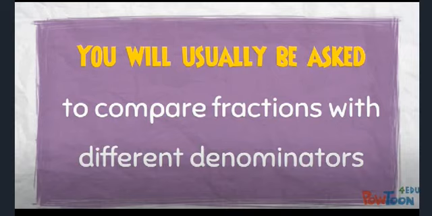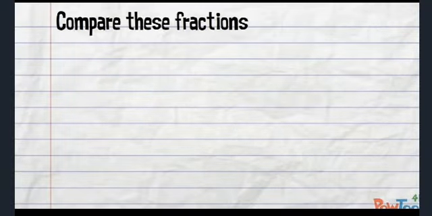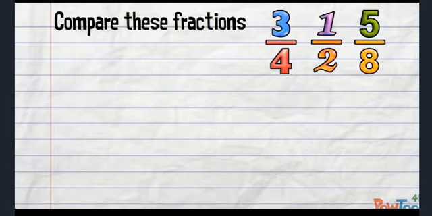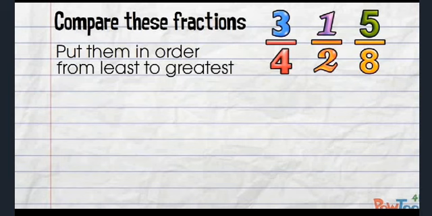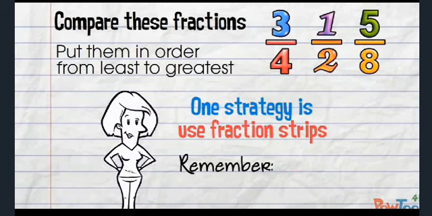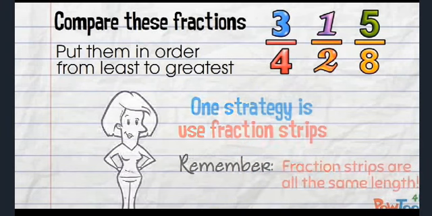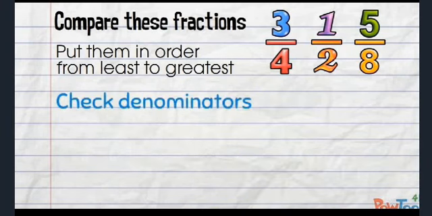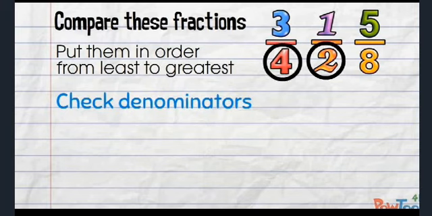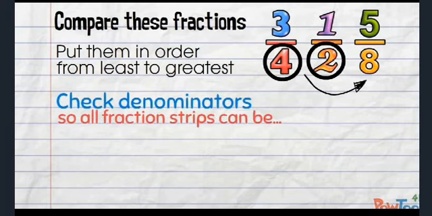So let's start. Let's compare these fractions and put them in order from least to greatest. One strategy is to use fraction strips. Fraction strips are all the same length. First, we check the denominators. 2 and 4 are both factors of 8. So all fraction strips can be 8 cm long.